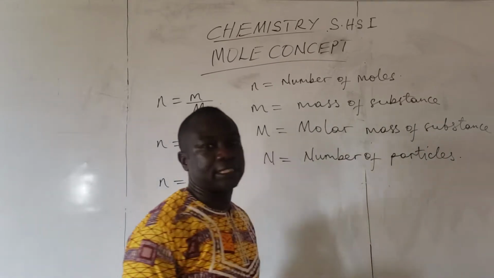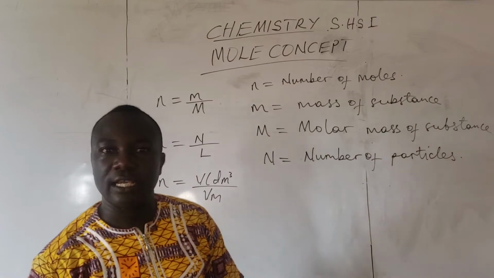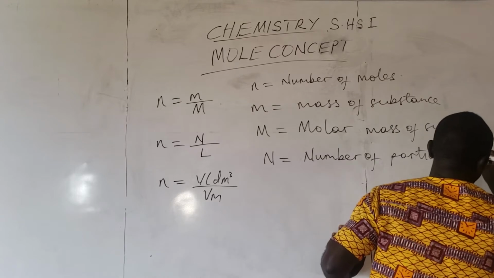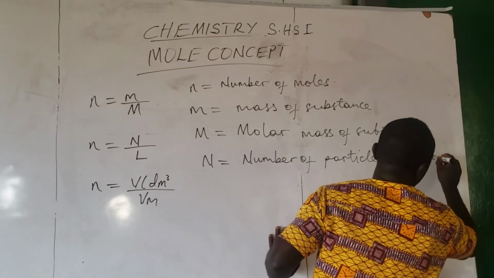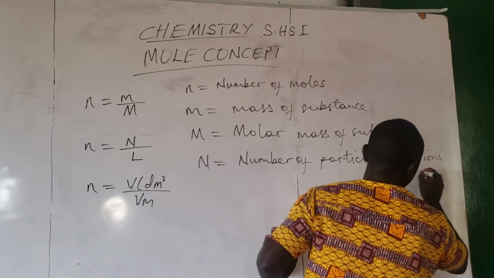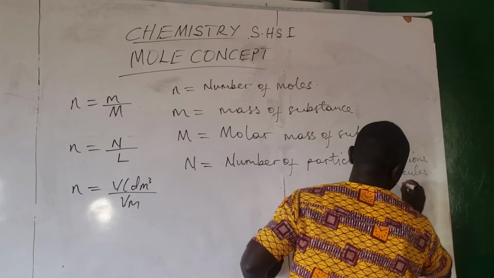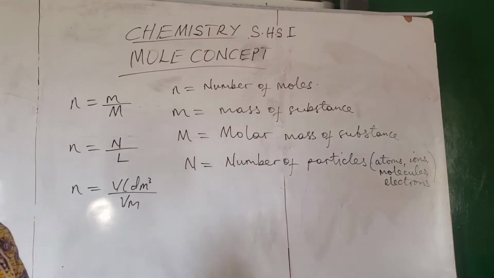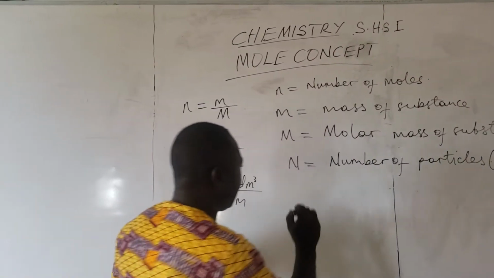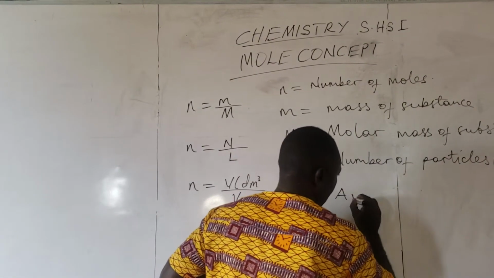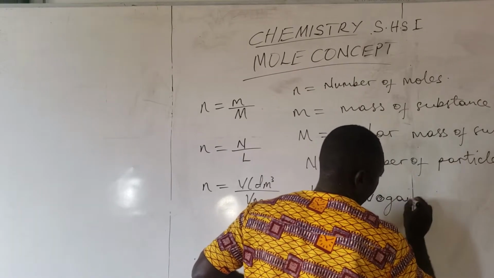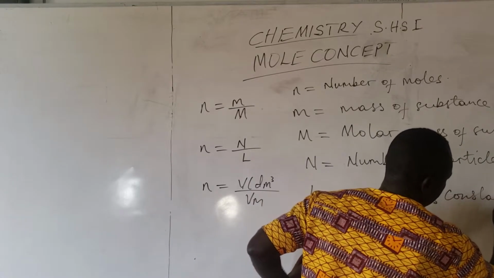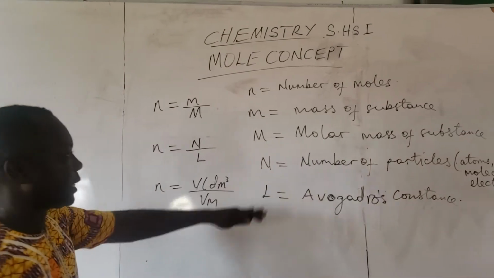And when you talk about number of particles, then you are dealing with what? Atoms, ions, molecules, and what? Electrons. So let me put it down for you: atoms, ions, molecules, electrons. So all these are the number of particles. Then there's big L here, which talks about the Avogadro constant. Right, I'll come back and explain all these things.